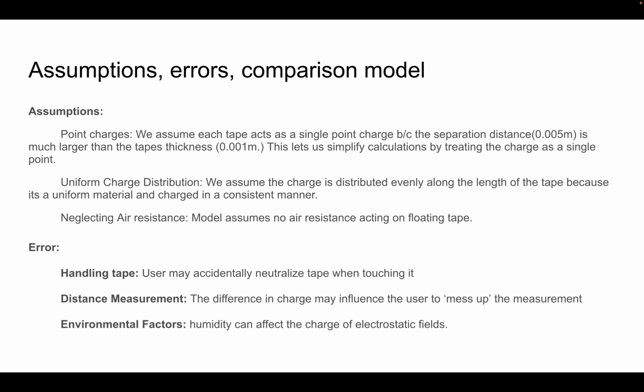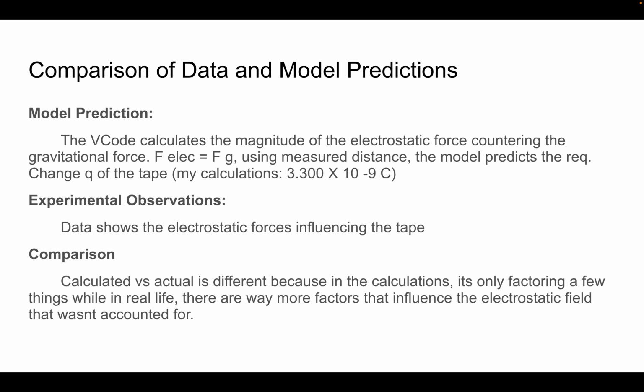To simplify the math, we assumed each tape behaved like a point charge, that the charge was spread evenly, and that there was no air resistance. In reality, errors could come from handling the tape and accidentally neutralizing it, from small mistakes in distance measurements, and from environmental factors like humidity.